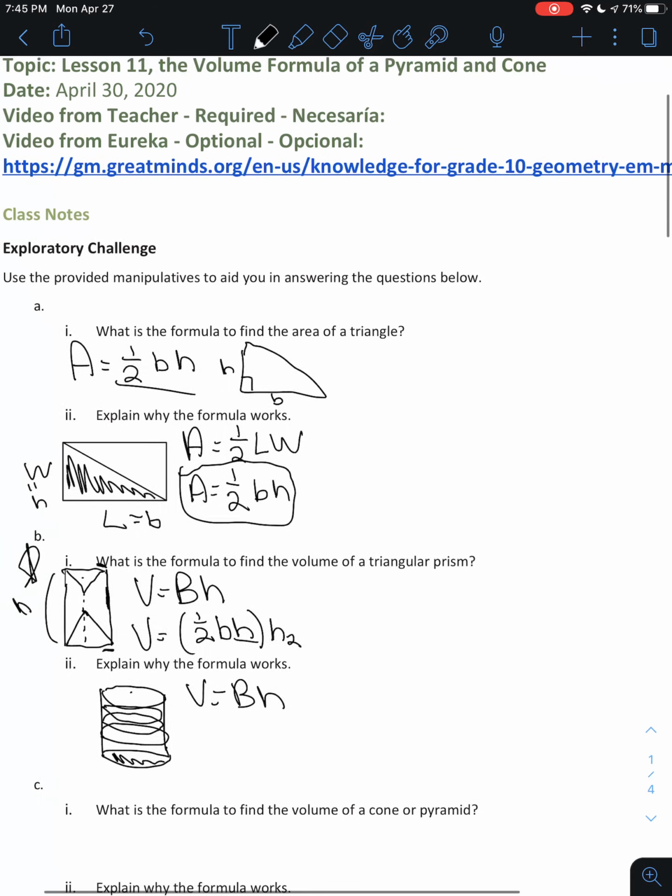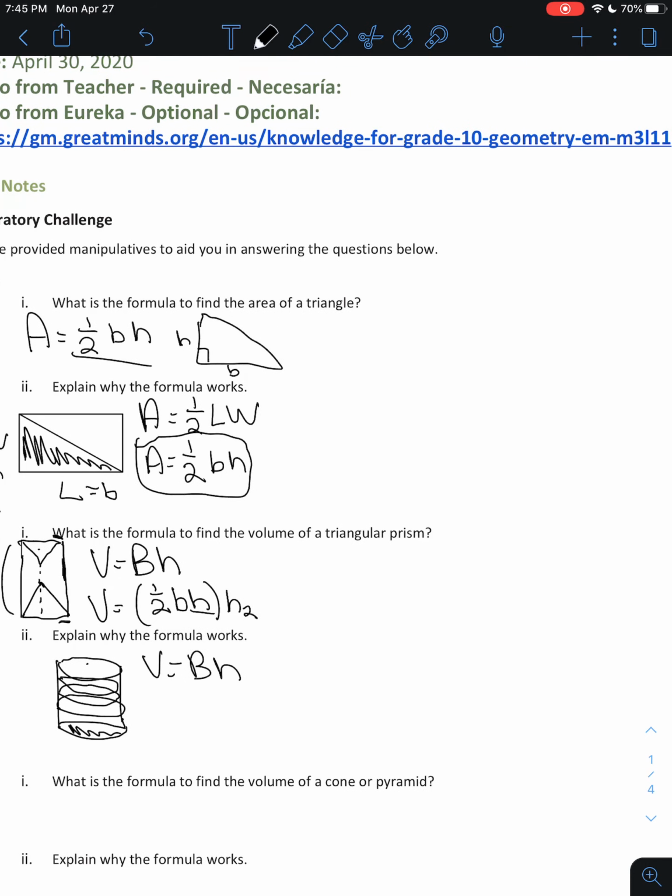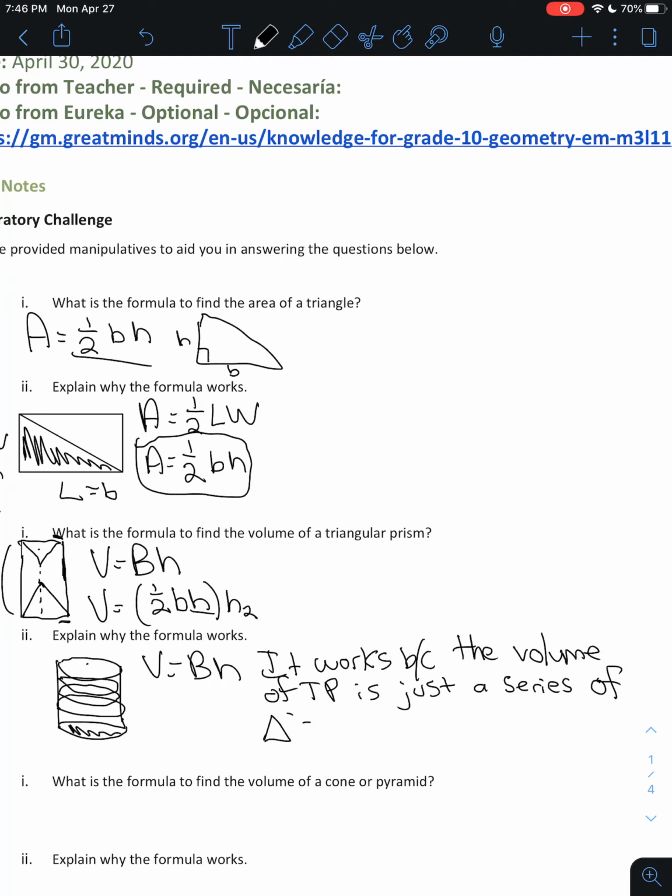So we could write, if we want to put this into words, it works because the volume of a triangular prism is just a series of triangles stacked on top of each other.